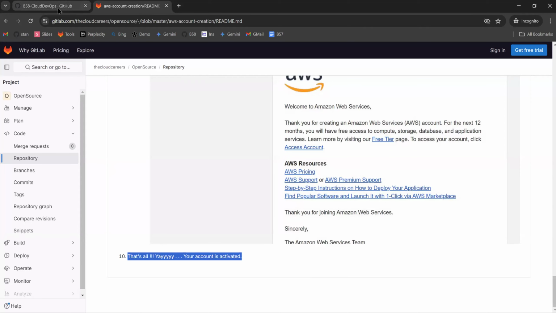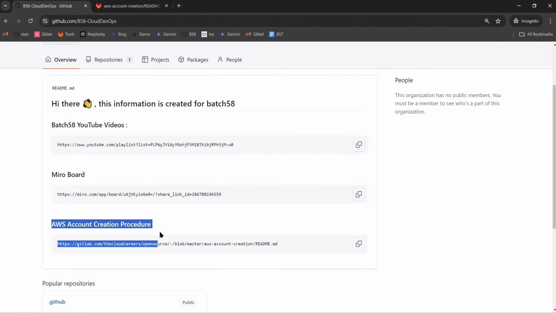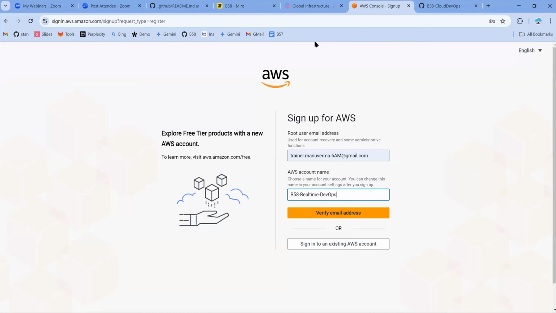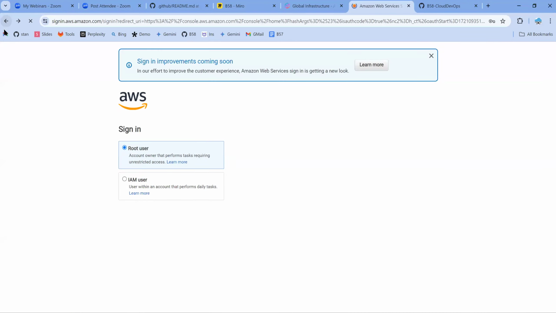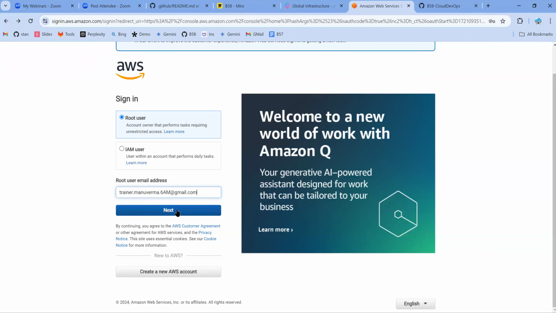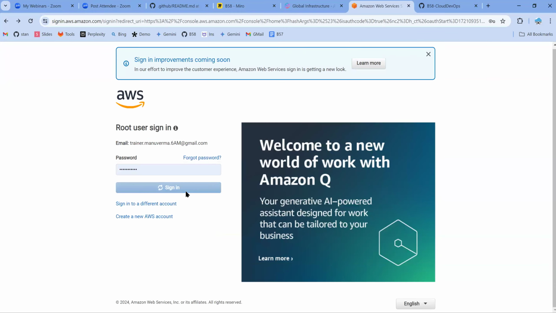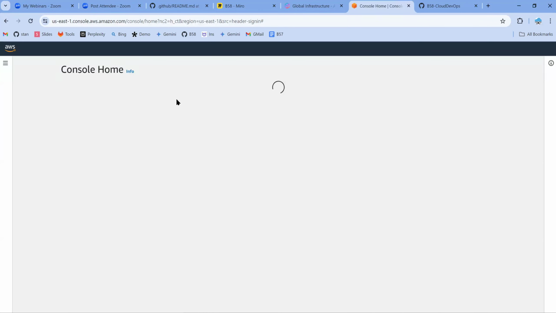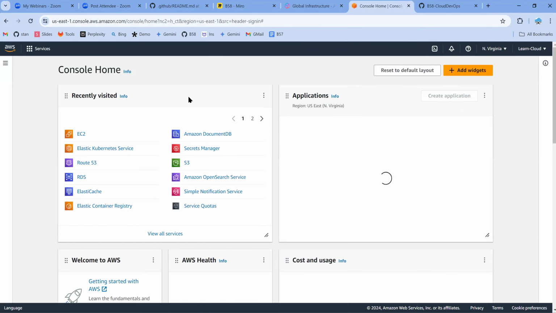Okay, and this document is also available in the same AWS account creation procedure. I request every one of you to have an account created. Clear? And once you create an account, this is how you can easily sign in. This is my email address, then I enter the password and I just signed in. This is how it looks.